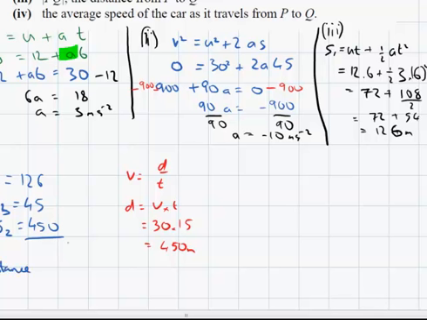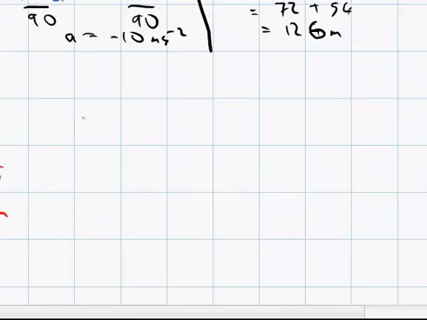450 there. So total distance is equal to 6 plus 5 is 11, carry the 1, 5 and 5 is 10, and 2 is 12, carry the 1, 1, 2 and 4 is 6. 621 meters. Okay, and we're nearly there now. We're just on to the last section of this question. So the average speed of the car as it travels from P to Q.